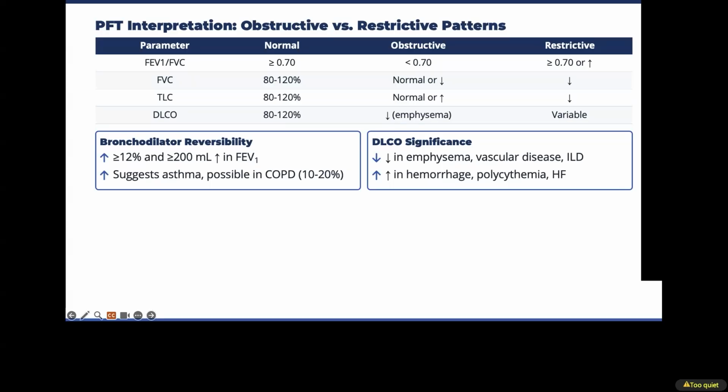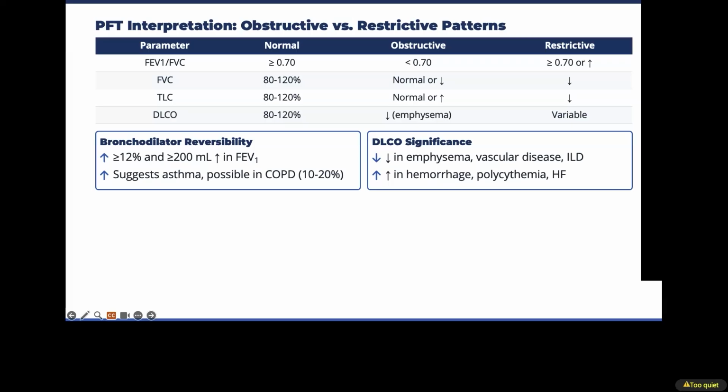Now, let's take a look here at this bronchodilator reversibility testing to give you the next clue as to how to interpret this. So if FEV1 improves by 12% and at least 200 milliliters after a bronchodilator, this obstruction is thought to be reversible, and it's most consistent with an asthma diagnosis. A small subset of COPD patients, about 10 to 20%, will show partial reversibility, but the improvement is rarely complete. It's not as robust.